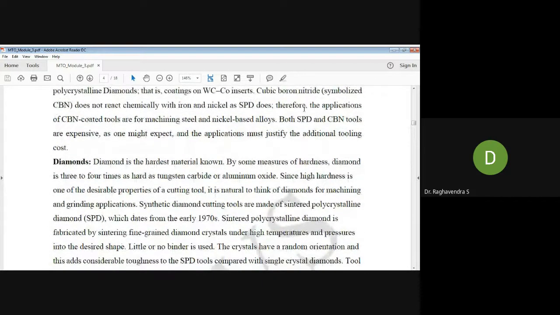Where do they use it? For cutting materials like steel and nickel alloys. These materials are very expensive. These are very expensive materials.